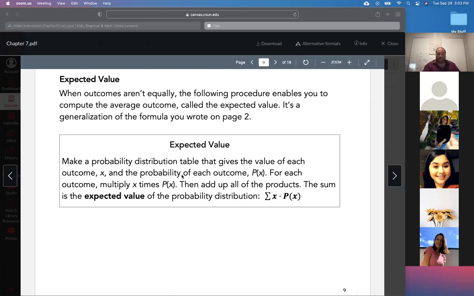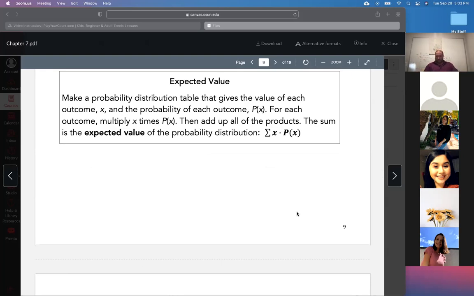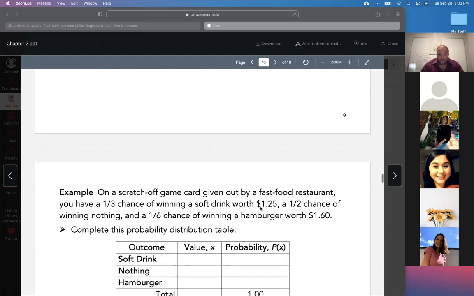In this case, we need a more general formula, and we have this idea of expected value. It starts by making a probability distribution table. Remember what that is? Every possible outcome and the likelihood of getting every one of those outcomes. Then we multiply the outcome times its likelihood, do that for all of them, and add them all together. That is the expected value: every possible outcome times the likelihood of getting that outcome, all added together. So let's do an example to demonstrate that.